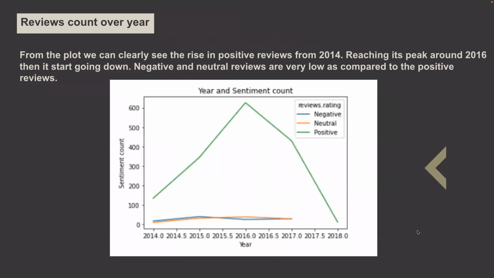Next, look at the review count over the years. From the plot, we can see that the positive reviews are increasing from 2014 and then reach the peak around 2016, then start going down, down, down after that. But when we look at negative and neutral reviews, they're kind of like a flatland. They don't have much change over the years.